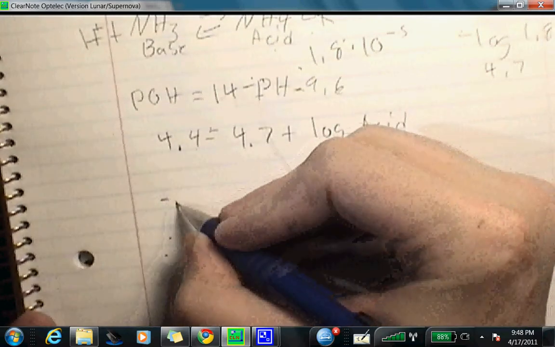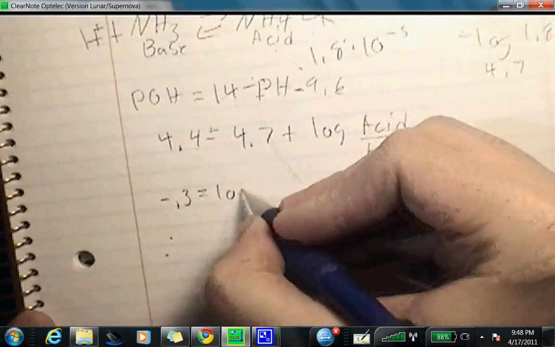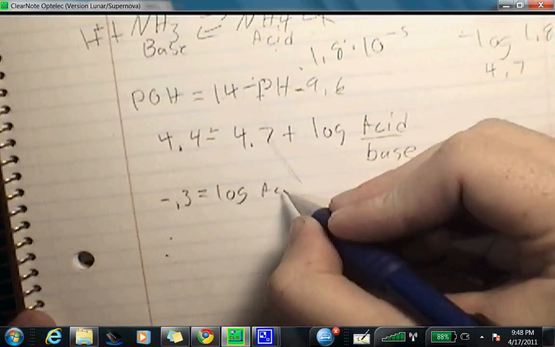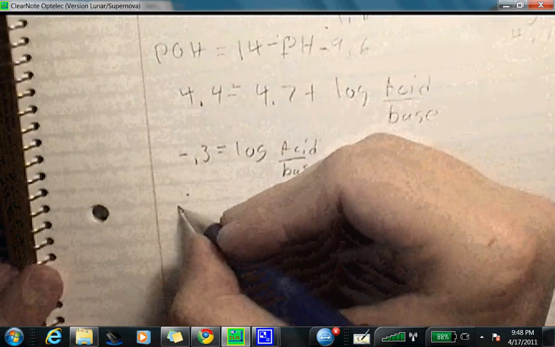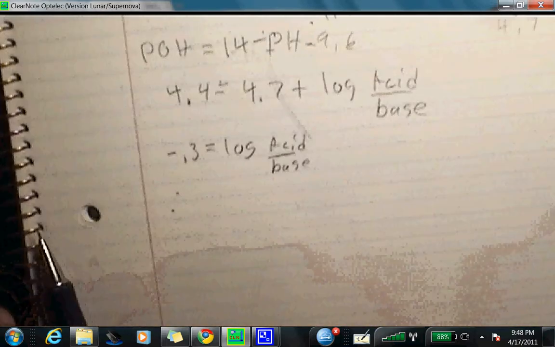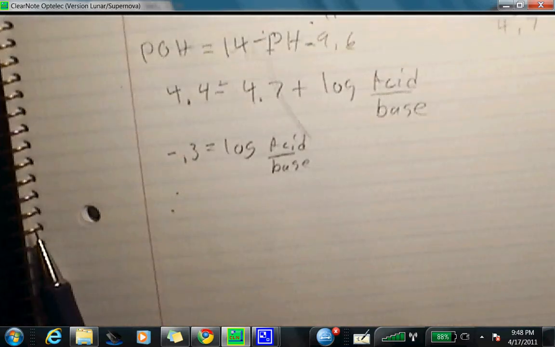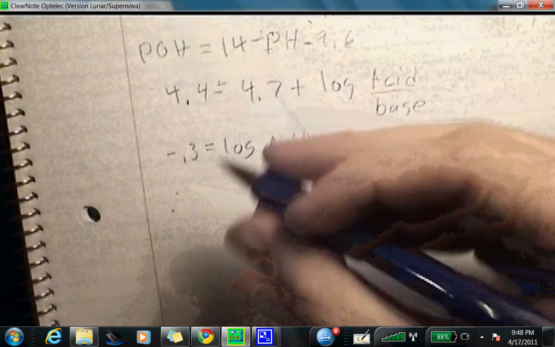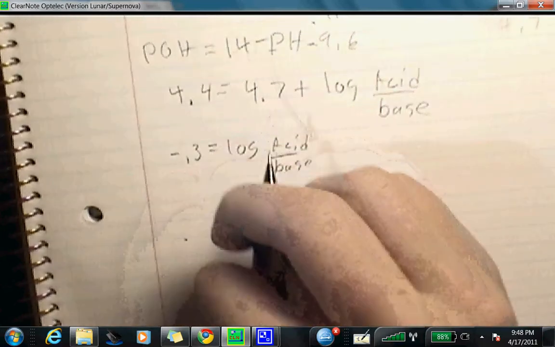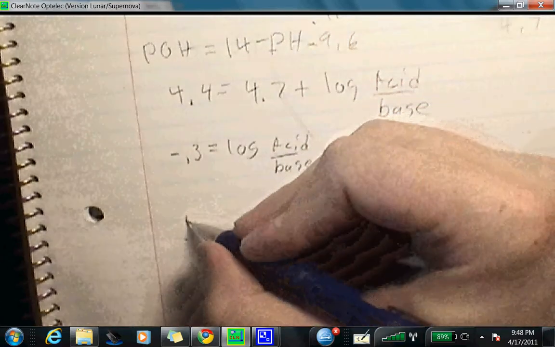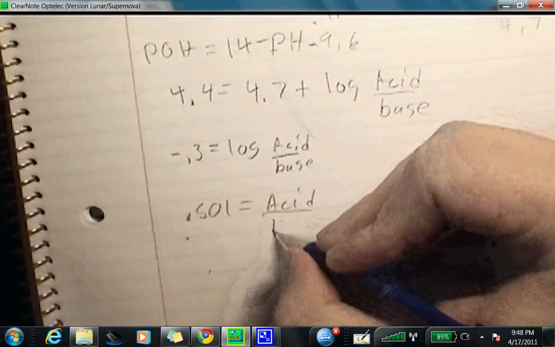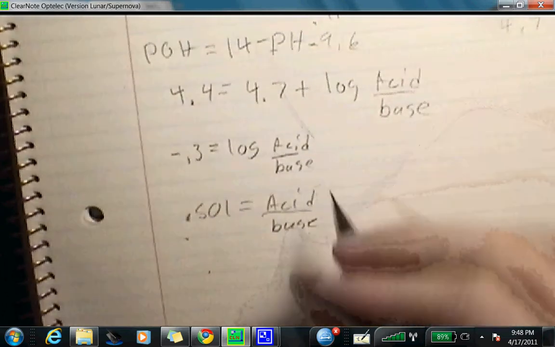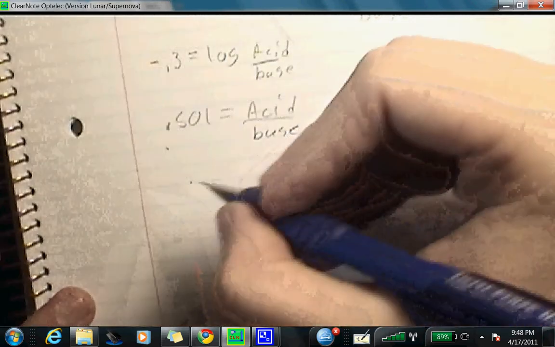Now we're going to solve it. Take the anti-log of this, or base 10 to the negative 0.3, which is going to be 0.5. Okay. Now we're going to multiply by our base.